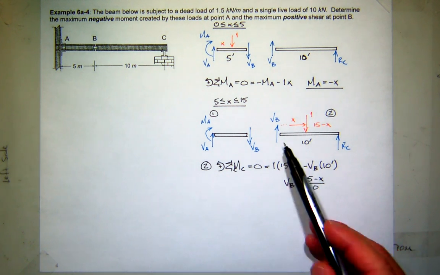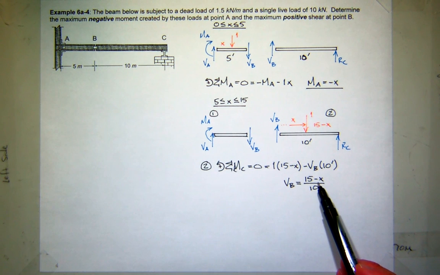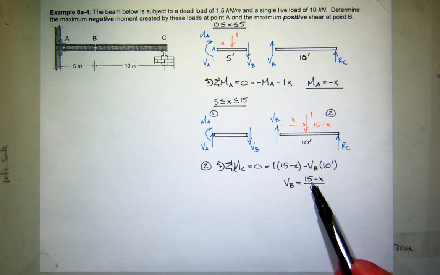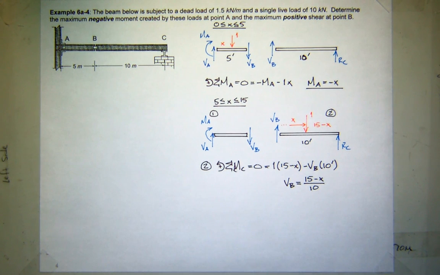Because when x is right here at 10, I get 5 over, I get a half? Is that what that should be? That doesn't make sense. I did something wrong. Anybody see where I made a mistake? I'm not seeing it right yet.